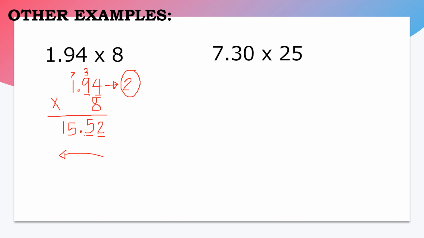Next example, we have 7 and 30 hundredths times 25. Yung 25 ay whole number. So, ganun pa rin kasimple. Multiply. 7.30 times ng whole number na 25. Okay, so times 25. So, dahil dalawa ang digit ng ating multiplier, mag-uumpisa tayo sa rightmost digit o sa pinakatabing number which is 5. So, 5 times 0 is 0. 5 times 3 is 15. Carry 1. 5 times 7 is 35 plus 1 is 36.